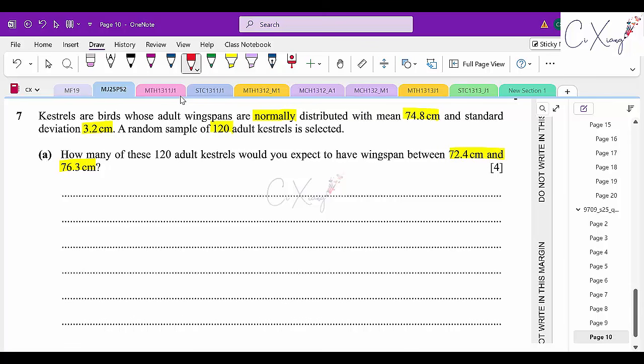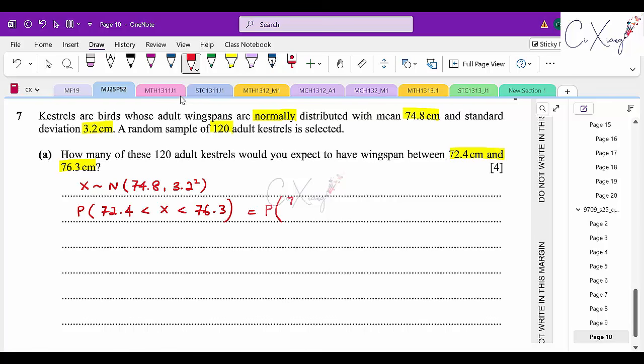Alright, so it is normally distributed. So we're having X normally distributed with 74.8 and also 3.2 squared for the variance. First of all, let's figure out what is the probability of the wingspan between 72.4 to 76.3 first. Okay, this is a normal distribution.